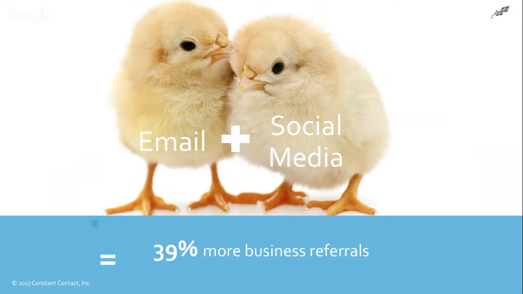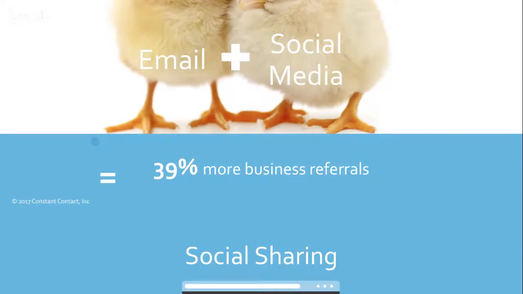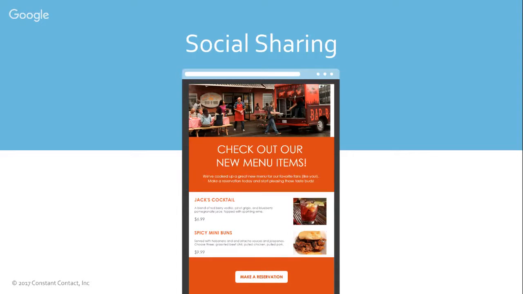So when you're looking at this and you're trying to build a reputation online, using email and social can be a very healthy way to generate better results. Let's look at what social sharing actually looks like in the real world. So this is Jack's Barbecue, and Jack's does some pretty interesting things when it comes to email marketing.